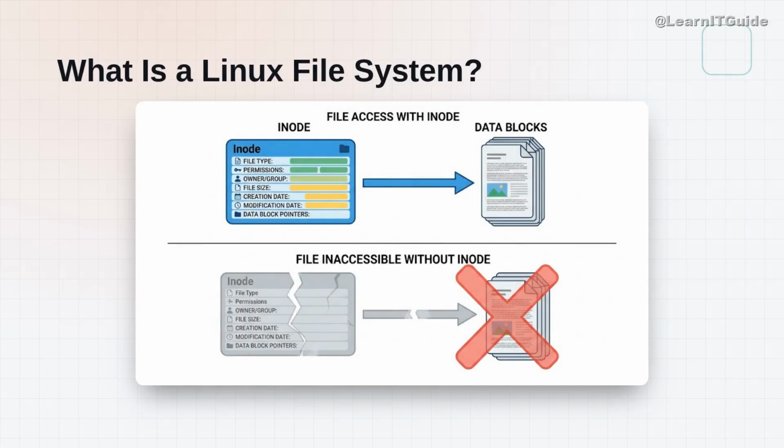Now, what is a Linux file system really? It is a structural map of your data. Think of it like a library. The inode is the catalog card that holds the metadata, like the author, the creation date, and the specific location. The data blocks are the actual pages of the book stored on the shelves. If you lose the card, the book is effectively gone, even if it is still sitting on the shelf.